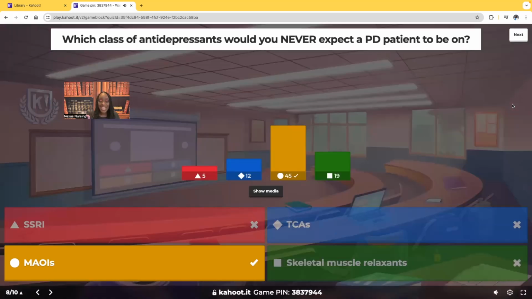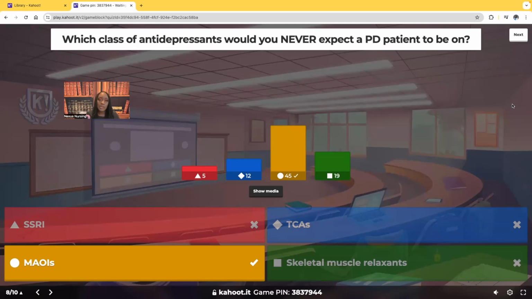Very good. MAOIs. I almost gave you the answer when I was trying to give you an example and I said depression. But yeah, MAOIs. Why? Patients with Parkinson's disease, very often they'll also have depression because they'll be depressed about this disease. Remember, I told you it's progressive. There's no cure. It only gets worse, right? So very often they're going to be on antidepressants.